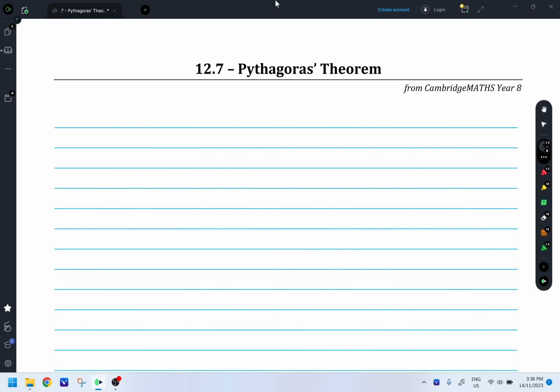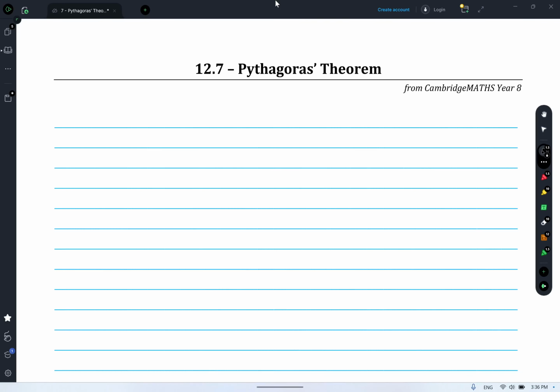Hi guys, in this video I'm going to be going through Pythagoras' theorem, which is a special property which holds for all right-angled triangles. And we'll see that this only works for right-angled triangles, and in fact we use this to prove if a triangle is indeed a right-angled triangle. So before we do anything else, let's look at what we mean by a right-angled triangle.